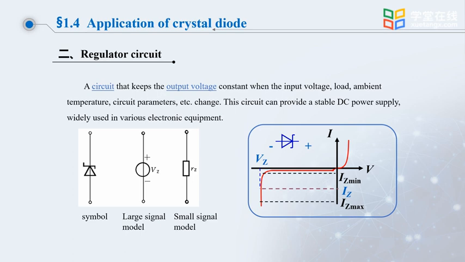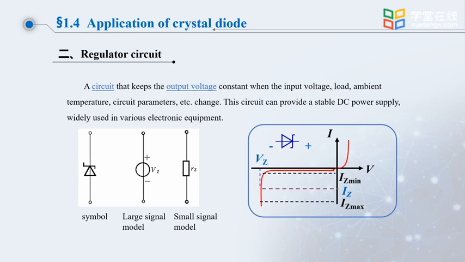The working current Iz of a voltage regulator should be between Iz min and Iz max. In other words, it has an upper limit and a lower limit working current. The lower limit ensures that it is stable in the breakdown state. The upper limit is to keep it from being burned. This is the working scope of Iz.